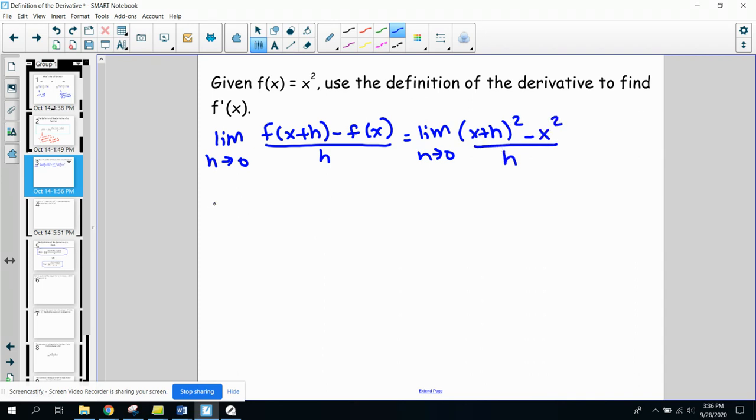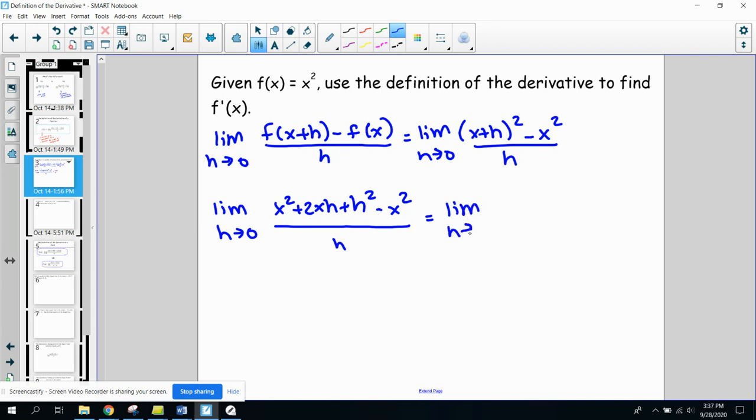Now what we need to do is expand the x plus h squared. So remember, when you're squaring a binomial, you can't just distribute the exponent. We need to actually write out x plus h times x plus h and FOIL it. So if we do that, we get x squared plus 2xh plus h squared. And then we have this minus x squared at the end over h. So if we simplify this a little bit, we can see that the x squareds are going to cancel out. So we end up with 2xh plus h squared over h.